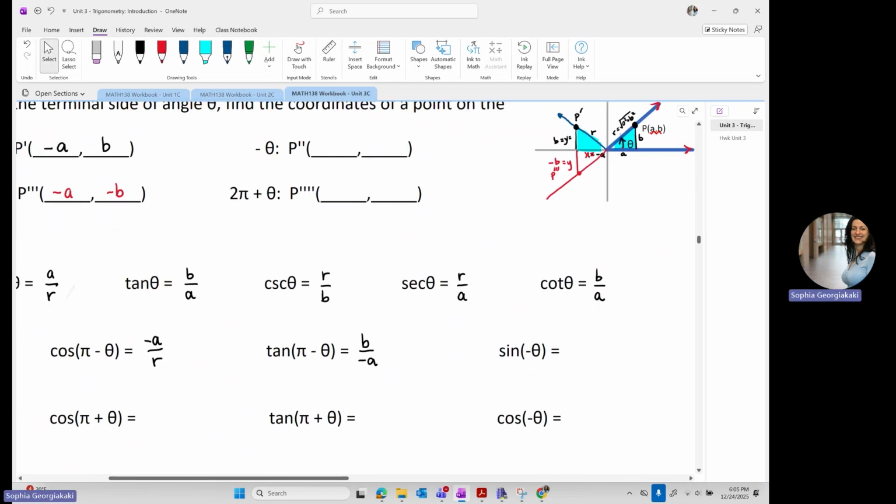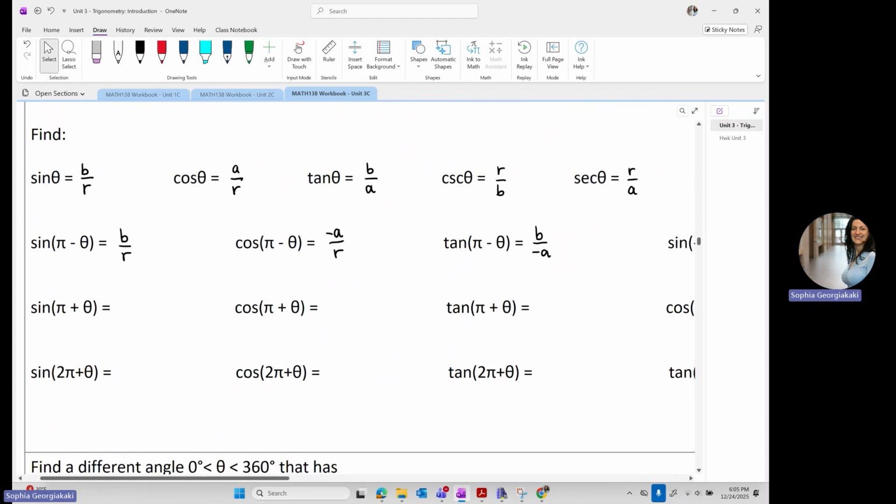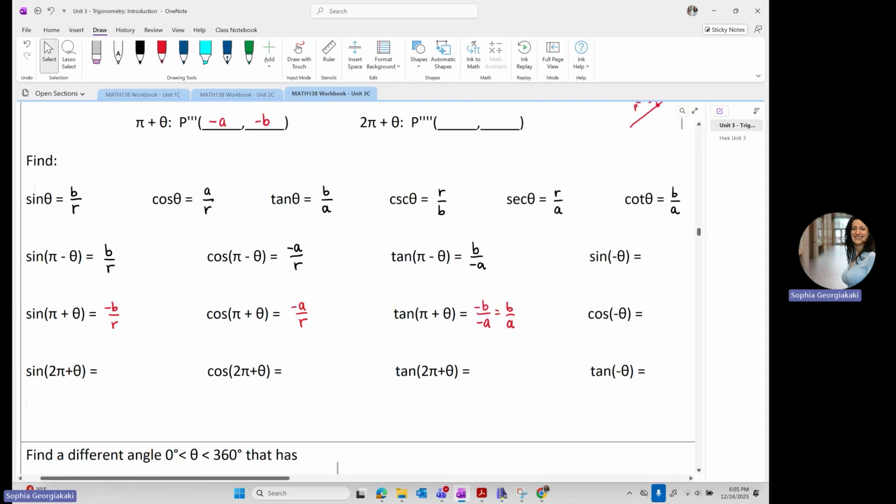And therefore, when I'm trying to find the cosine, the sine, and the tangent of that point, the sine will be negative B over R, the opposite of the sine of the angle theta in quadrant 1. Cosine of pi plus theta will be negative A over R, the opposite of the cosine of the reference angle theta. The tangent will be negative B over negative A, which is B over A, and it will equal the tangent of the reference angle.